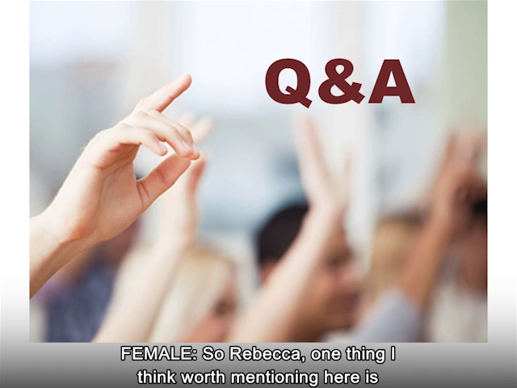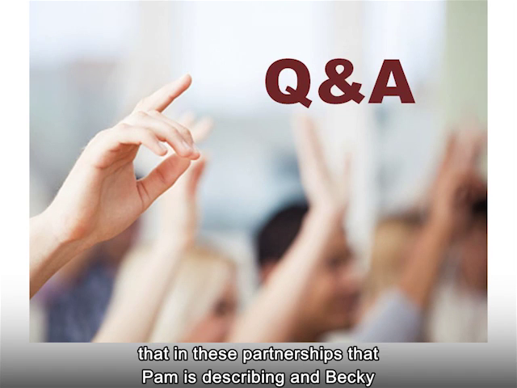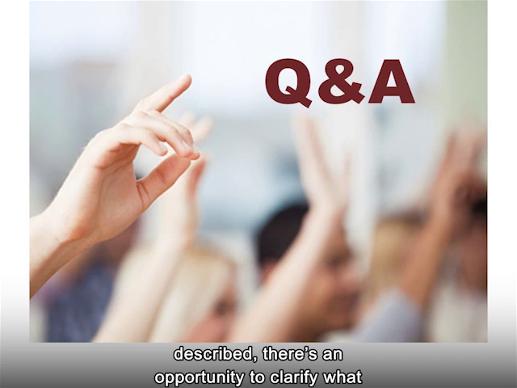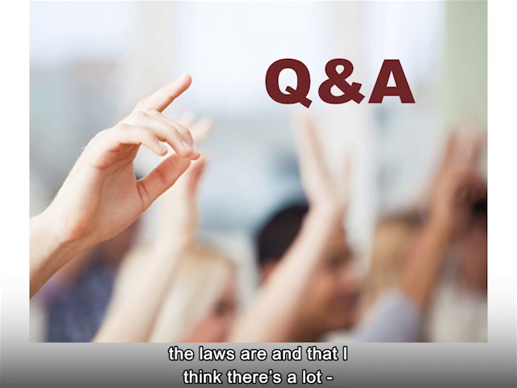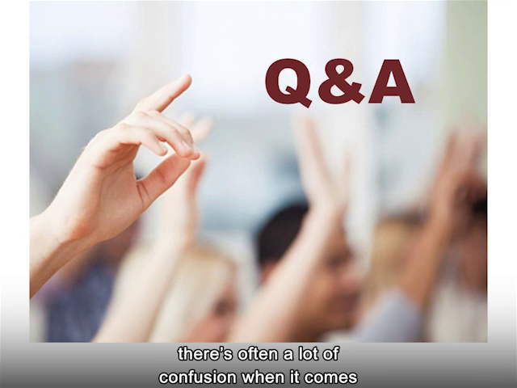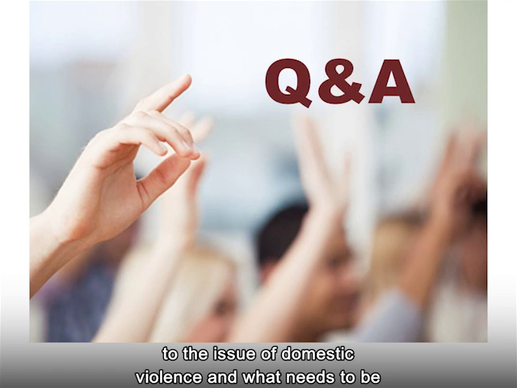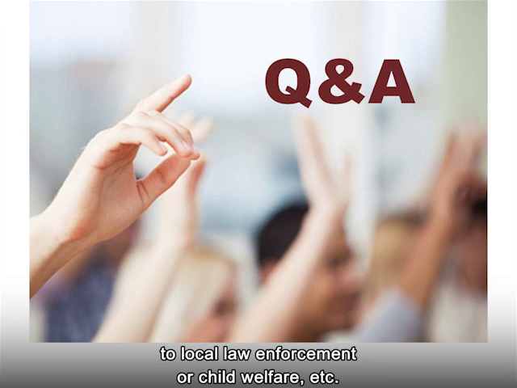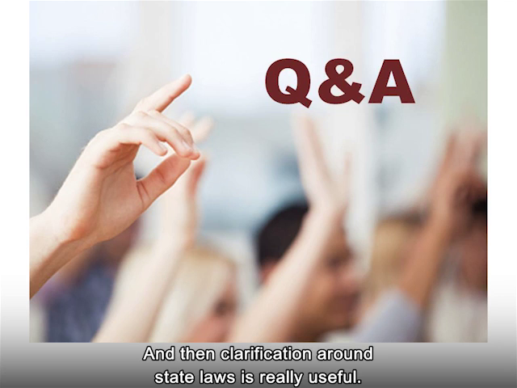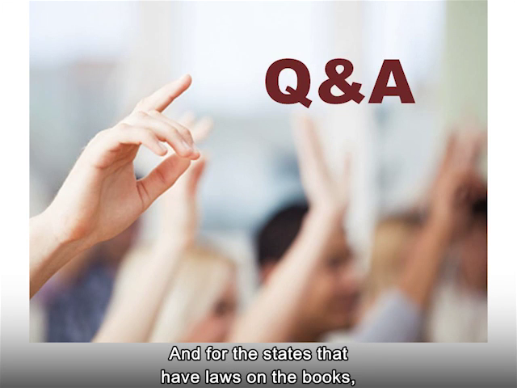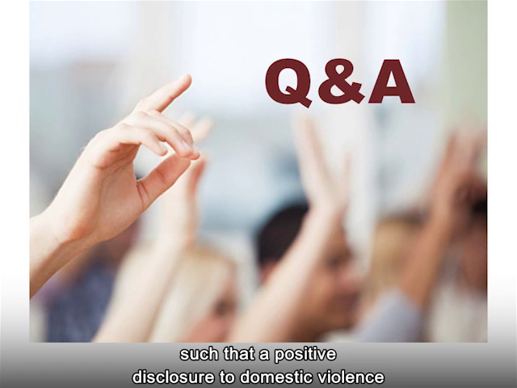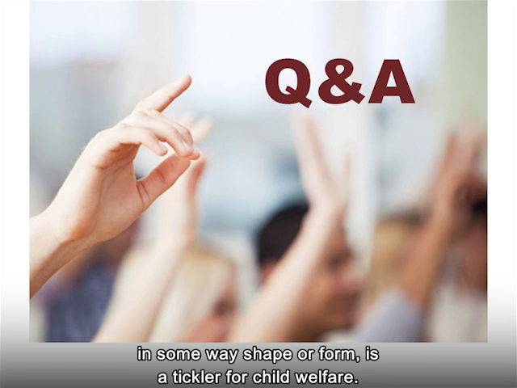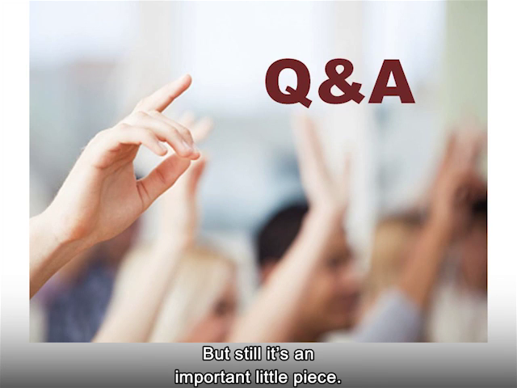Mm-hmm. This is Rebecca. One thing worth mentioning here is that in these partnerships that Pam and Becky described, there's an opportunity to clarify what the laws are, and I think there's often a lot of confusion when it comes to the issue of domestic violence and what needs to be reported where, if anywhere, what needs to be reported to local law enforcement or child welfare, et cetera. Clarification around state laws is really useful. And for the states that have laws on the books such that a positive disclosure to domestic violence in some way, shape, or form is a tickler for child welfare, and this is very few states, but still it's an important little piece.